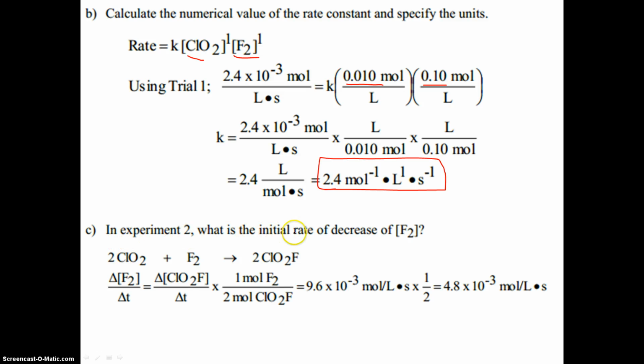And here we have question number C. In experiment 2, what was the initial rate of decrease of F2? So you just take the rate that was given, and then you just multiply by the molar ratio. So here we have the rate of this is 9.6, and they're asking what's the rate of decrease. So you have 2 moles here, you have 1 mole here, you're just going to divide by 2, so it's just pretty much half of it. That's what your rate is.